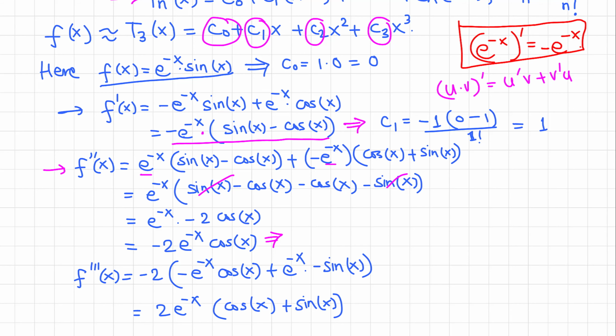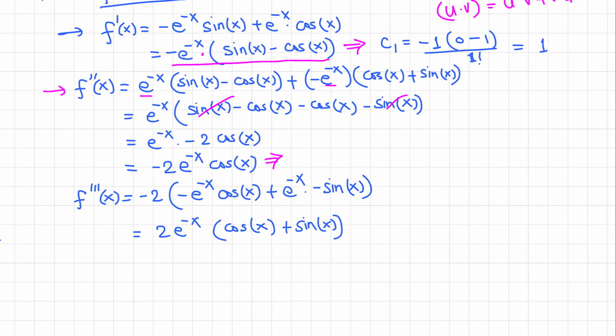Now based on this, we can find c2. Evaluate at 0: negative 2 times e to the 0, which is 1, times cosine 0, which is 1, divided by 2 factorial, coming from the formula. So that's negative 2, and 2 factorial is also 2. Negative 2 over 2 means just negative 1.